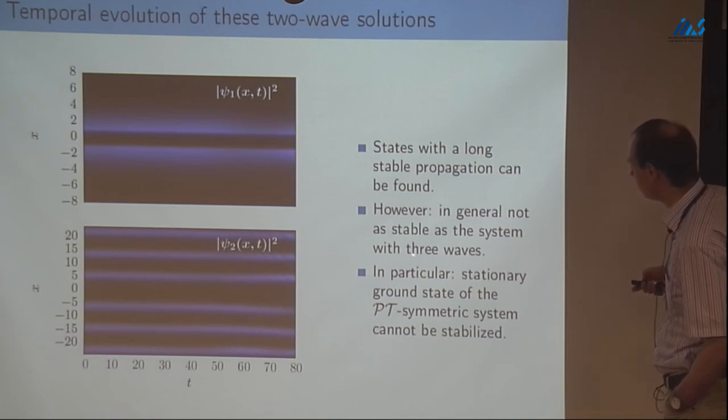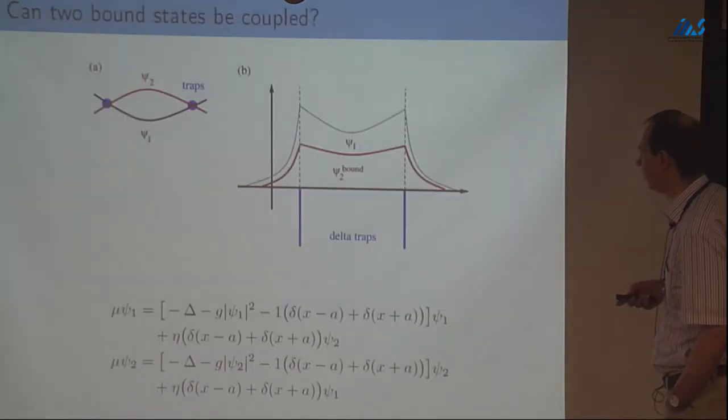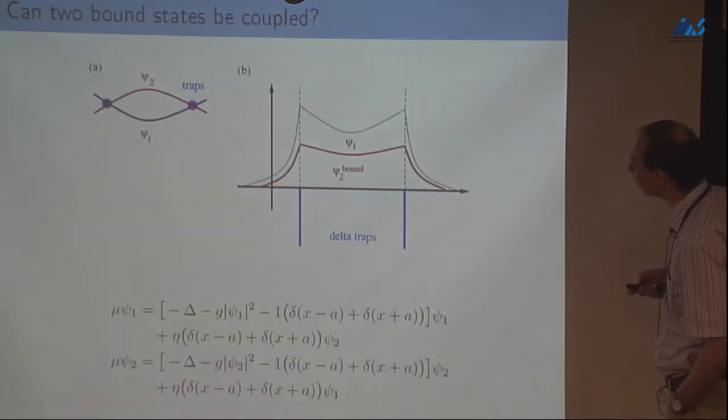But here I have to say it was only possible in the time propagation to get some stationary solution for the excited state, for the ground state of the complex potential system. This was very early unstable.